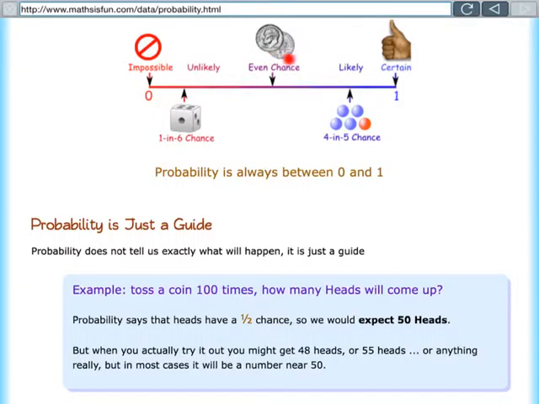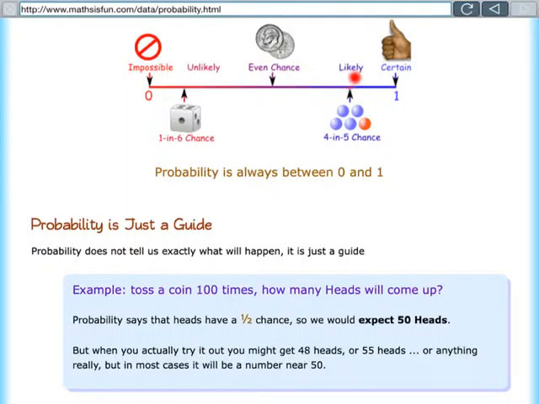So if there's an even chance, 50-50, for example, tossing a coin and getting heads or tails, that would come right in the middle of the number line. Lower on the number line, so in between 0 and halfway, would be an unlikely event. So for example, we talked about the die. Getting a 4 on the die is a 1 in 6 chance. It's unlikely because 1 out of 6 isn't very good. It's not a very good chance.